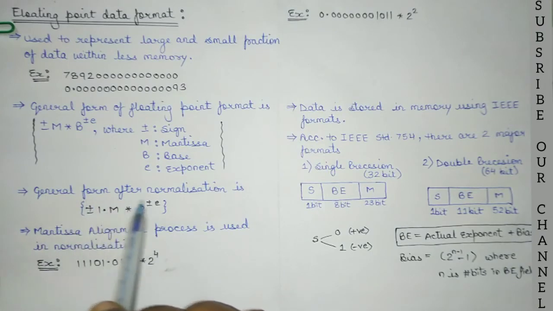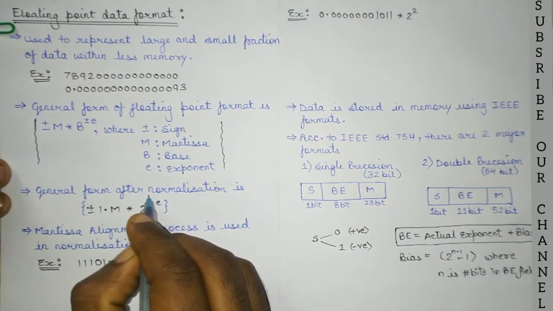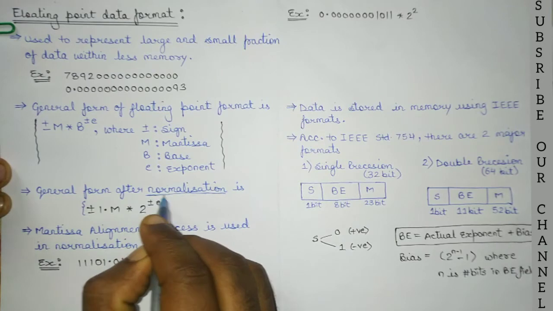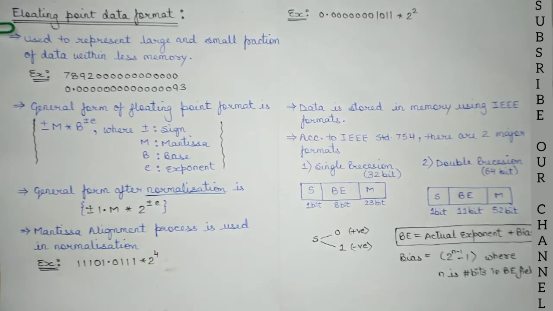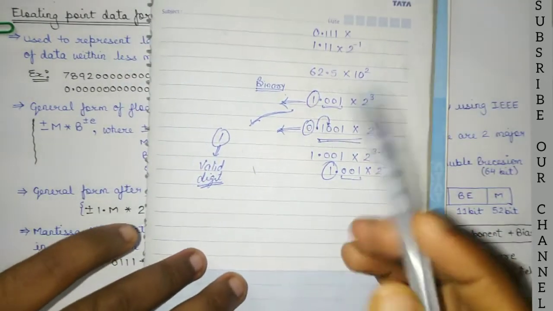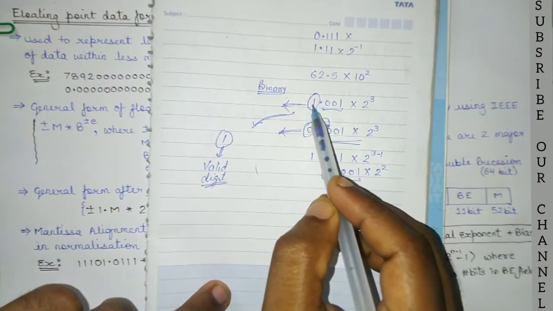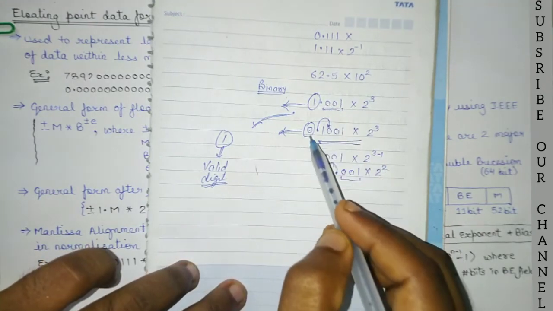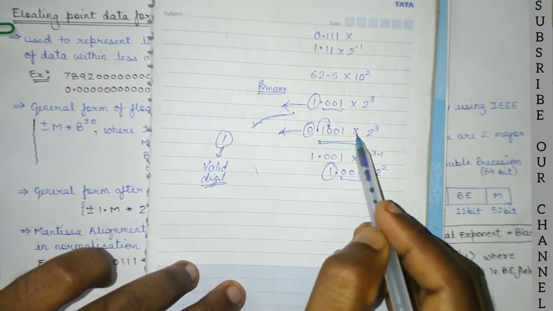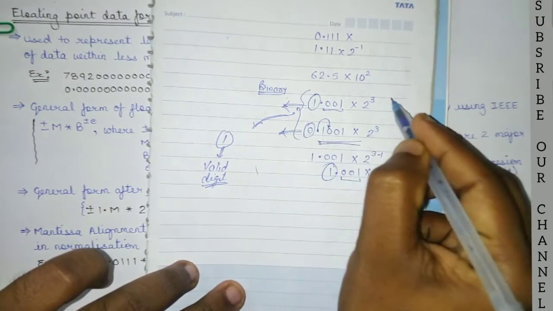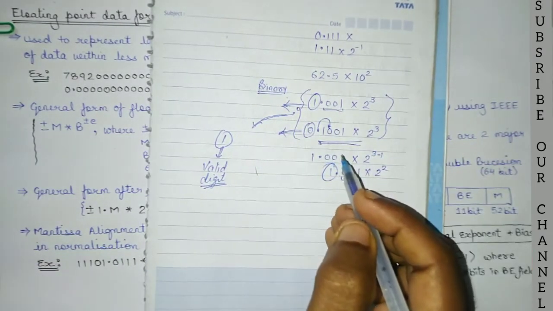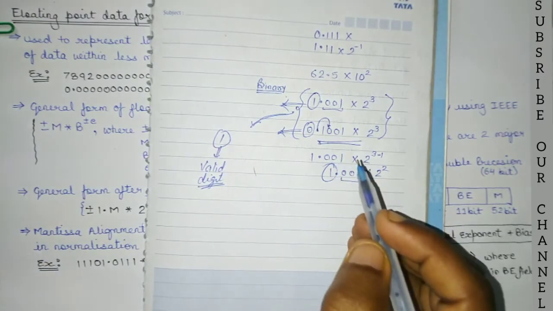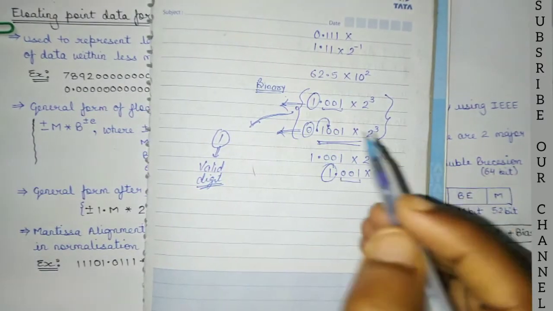Now, the general form after normalization. Whenever you see this word normalization, what is the meaning of it? Let me explain. Say I have two values: one is 1.001 into 2 to the power 3, and another value is 0.1001 into 2 to the power 3. Let's say I have to store these two values. Why are we normalizing? Just try to understand with this particular example.